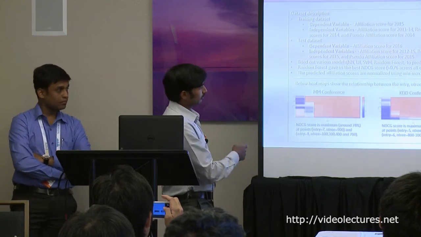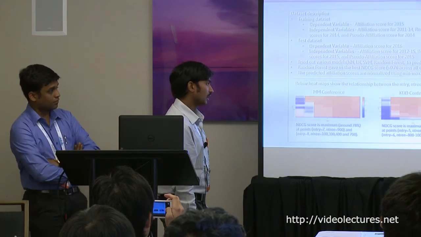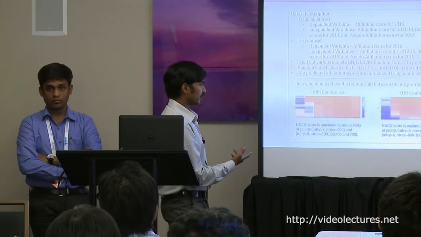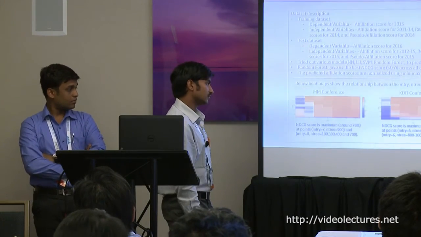We have used a random forest model, and these are the tuning parameters m-try and n-try, which we can tune to get the best optimum value. So this is for the MM conference, KDD and the SIGIR conference, and at the bottom we have listed the optimum values we have achieved. For the MM conference, we have achieved an NDCG score of 78%, using an m-try of 7 and n-try of 900.